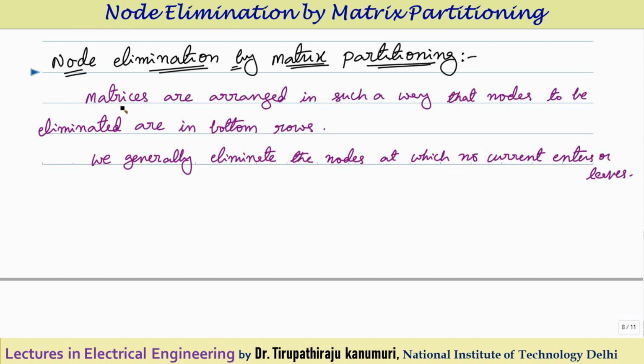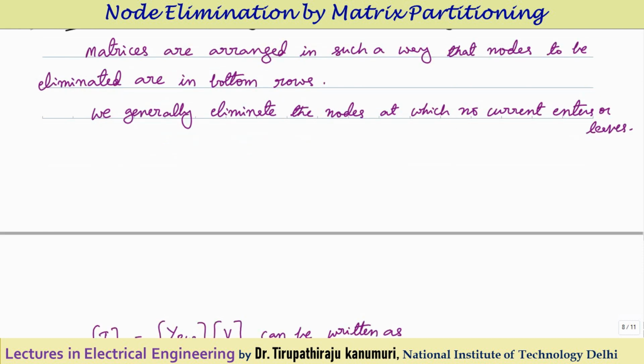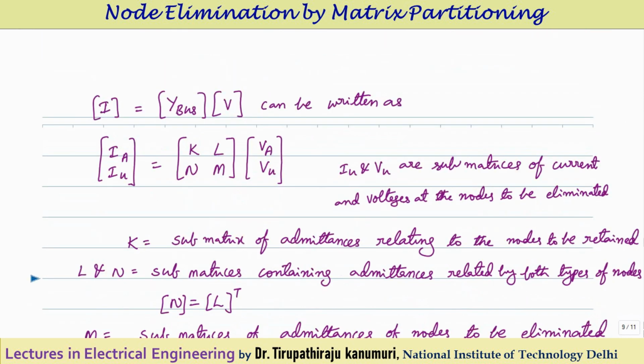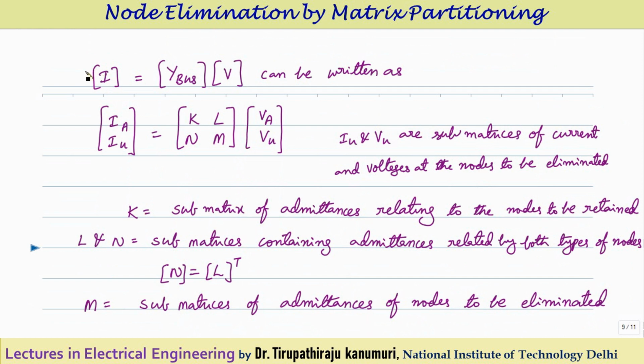For that, what we will do is arrange the matrix in such a way that the nodes to be eliminated are in the bottom rows. Whichever nodes we want to eliminate are kept in the bottom rows, so then we can eliminate them easily. So how to eliminate them? Let us assume the equation I is equal to Y bus into V. So I am subdividing this into matrices IA and IU. I want to eliminate the nodes corresponding to this one; that means I want to eliminate these node currents.